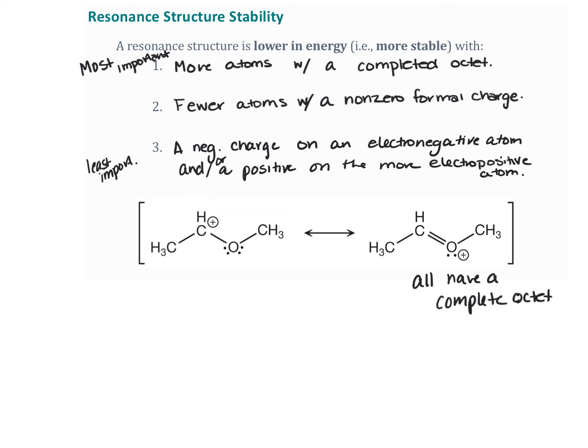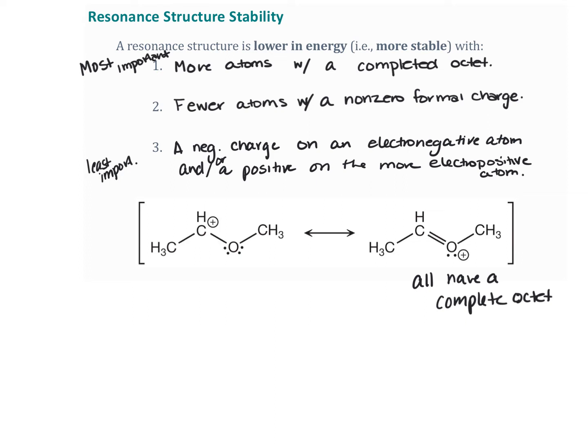It says the fewer atoms with a non-zero formal charge. So which resonance structure has fewer atoms with a non-zero formal charge? Neither of them do. This one has a formal charge of plus one. That one's got a formal charge of plus one. So this doesn't apply to this resonance structure, and we're just going to ignore it. And then we're going to ask ourselves, does it have a negative charge? And is that negative charge on the most electronegative atom? That answer is no. And then if we've got a positive charge, is it on the more electropositive atom?